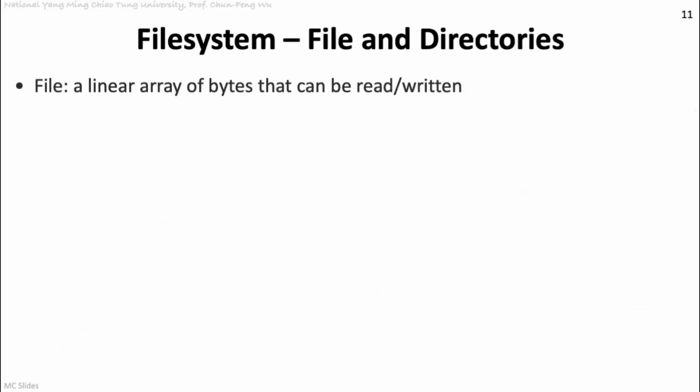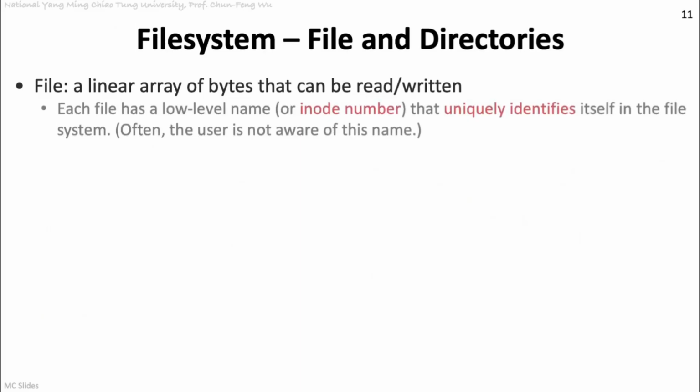Let's talk about more details of what a file system is from the Linux perspective. A file is just a linear array of bytes that can be read or written by the system, because we are using a binary system here. Each file inside a Linux system has a lower-level name called the inode number, so it uniquely identifies itself in the file system.